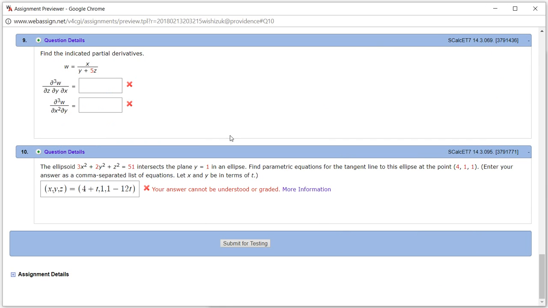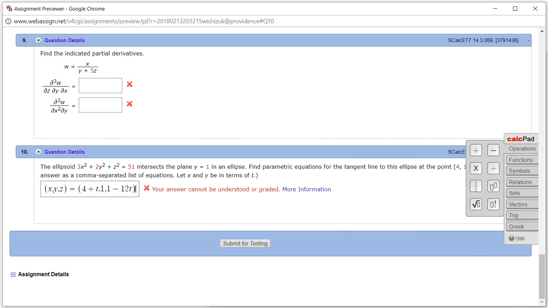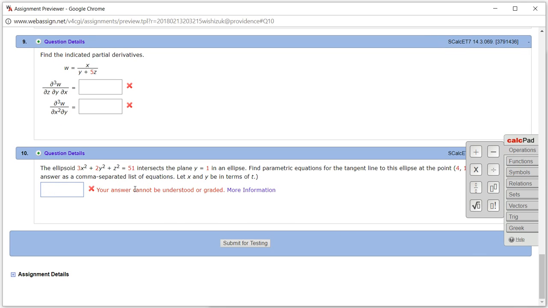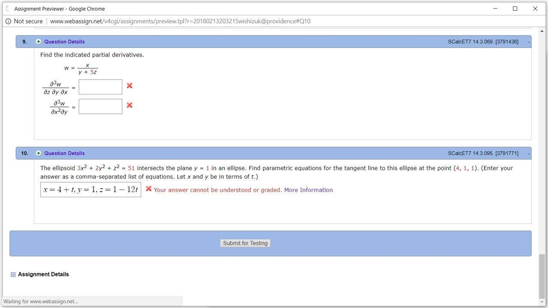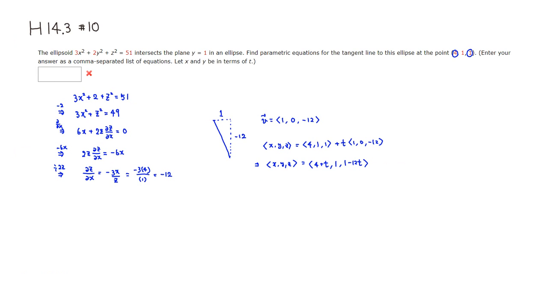Now let's type it in, and I actually messed up here. I'm going to say x is equal to 4 plus t, and y equals 1, and then z is equal to 1 minus 12t. Let's check the answer. Submit for testing. It came back and looks like we got this one correctly. That's it. I hope that this was clear.